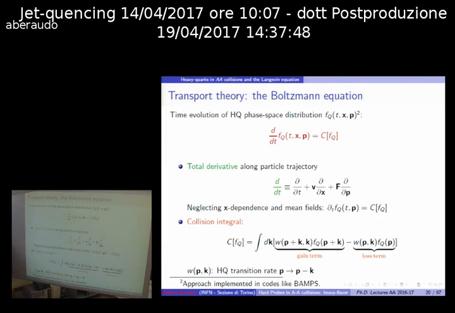Now let us try really to understand how it is possible to develop a transport setup. So we start from the Boltzmann equation that we have already seen a few times during this class. It's an evolution equation for the heavy quark phase space distribution. Again, we are considering heavy quarks as classical on-shell particles, of which we can know exactly both the position and the momentum.